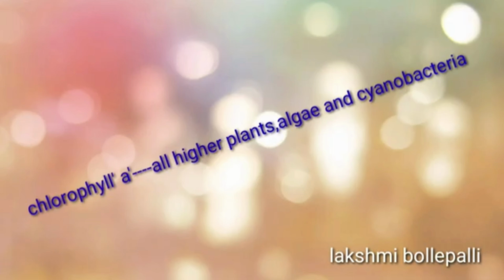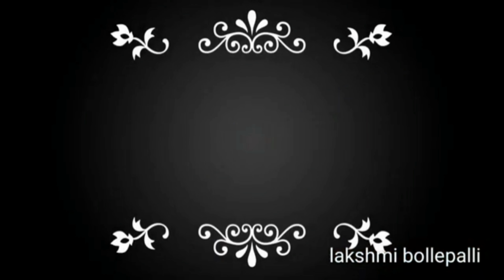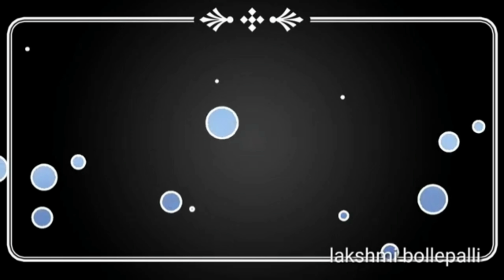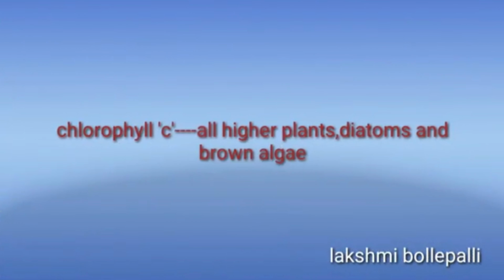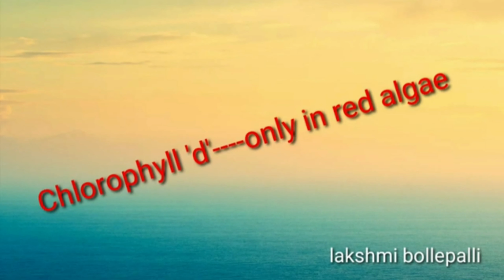Chlorophyll A is found in all higher plants, algae and cyanobacteria. Chlorophyll B is found in all higher plants, green algae. Chlorophyll C is found in all higher plants, diatoms and brown algae. Chlorophyll D is found only in red algae.